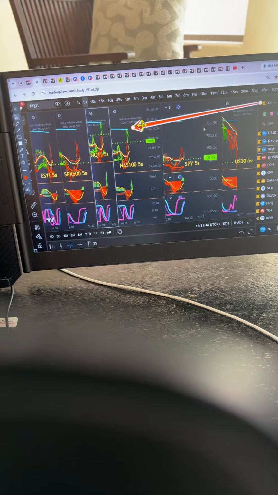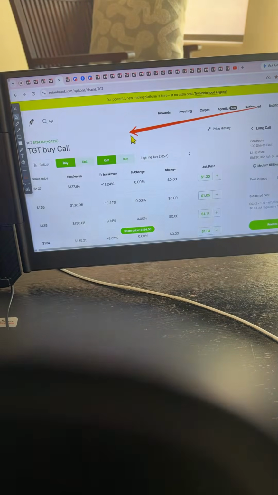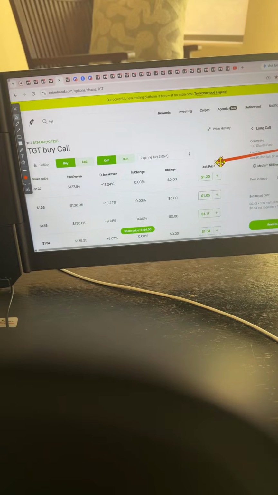SPY, I wouldn't touch. We're good. Let me go back to the options. All right, so we had the touchdown. We're good. Let's go back to the options. Now, market is open. We were looking at $1.20. Oh, we should have put that in. I bet you would have filled.